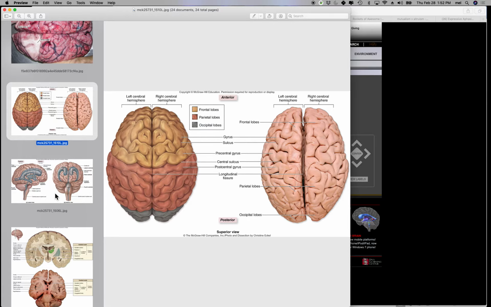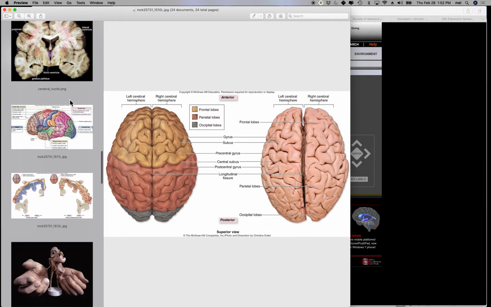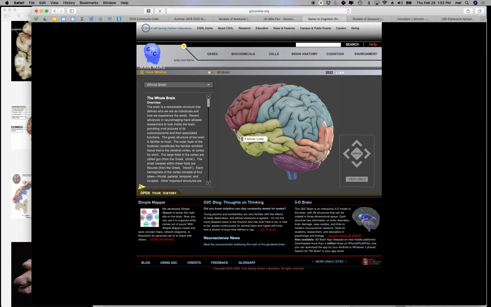Okay. How about lateral? If you're looking laterally, the frontal lobe ends at this guy right here, which is called the lateral sulcus, right?